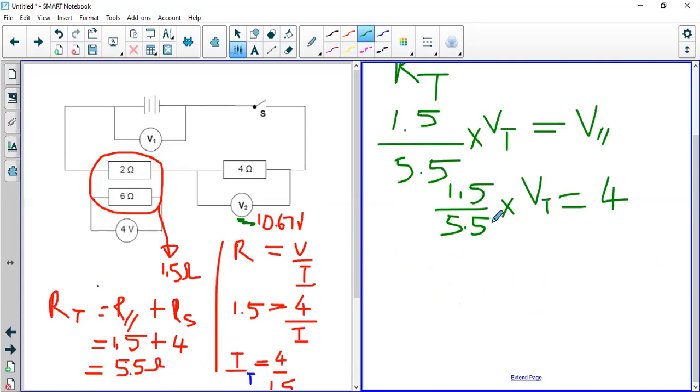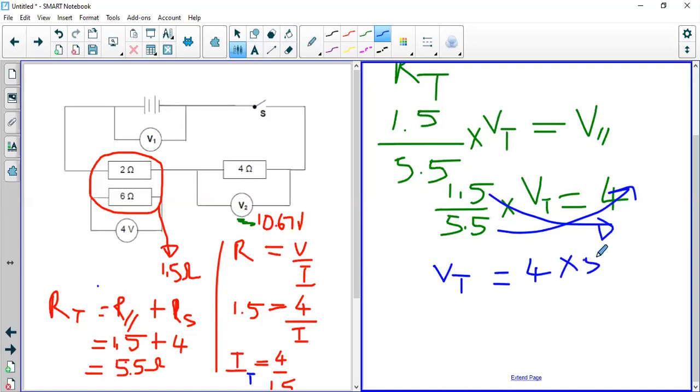Then you make V total the subject of the formula. So what are you going to say? You're going to cross multiply by 5,5, so you take the 5,5 to that side, then divide by the 1,5 here. So your V total is going to be equal to 4 times 5,5 divided by 1,5. That will still give you the same answer that we got there, right?